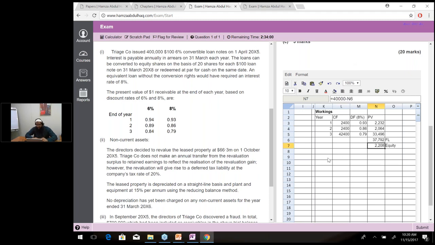So now we have calculated the liability and the equity component. Now I'm going to calculate.